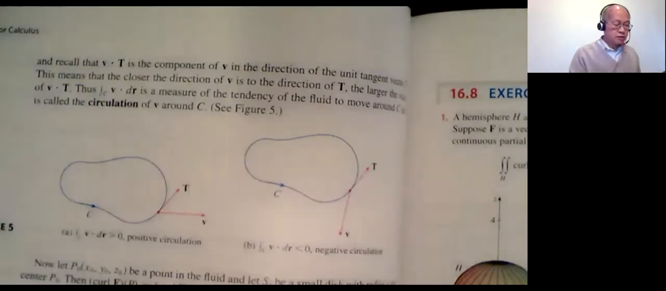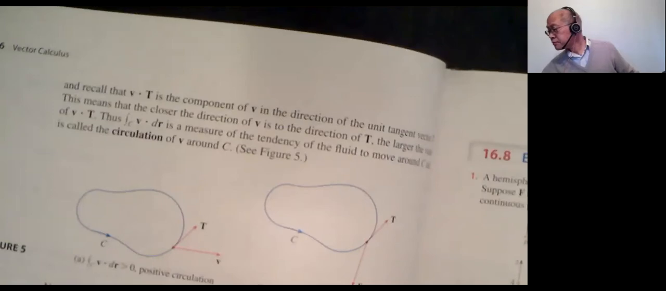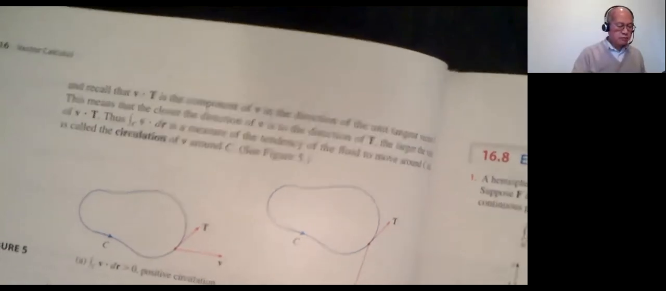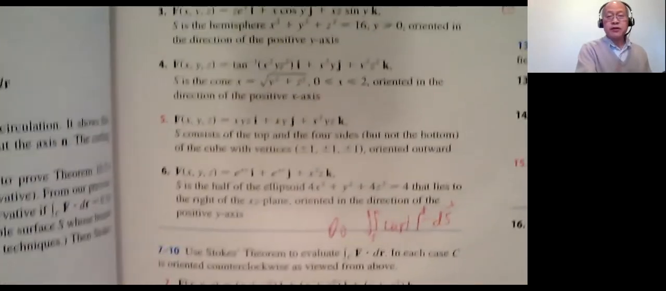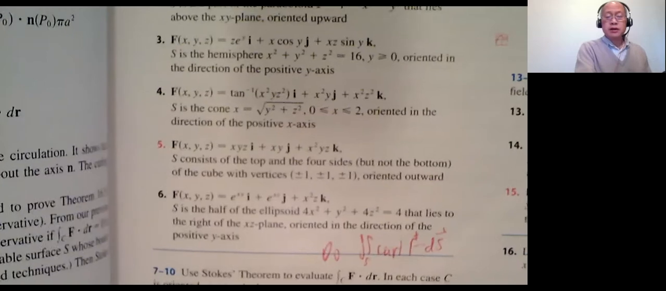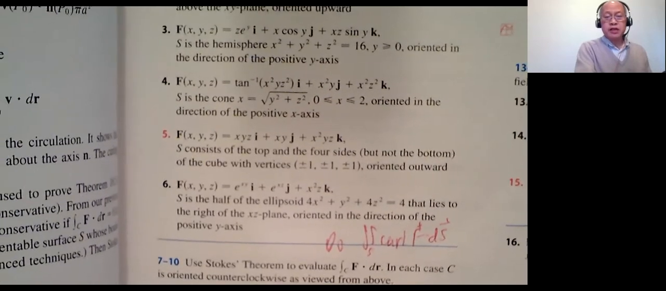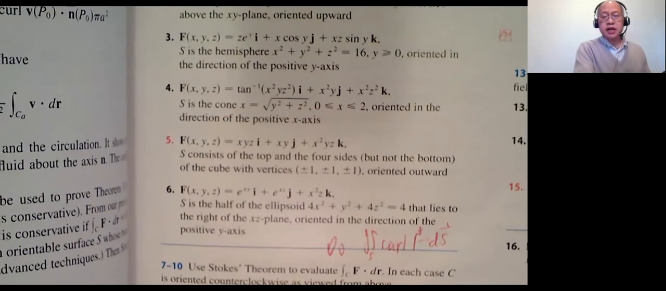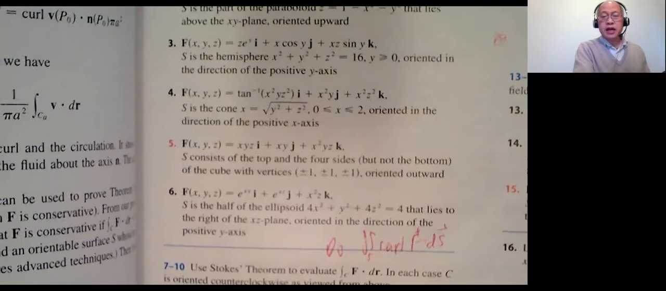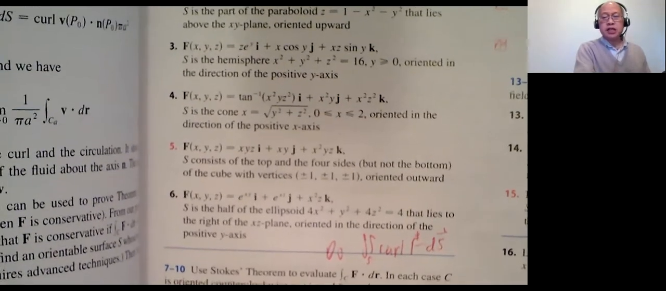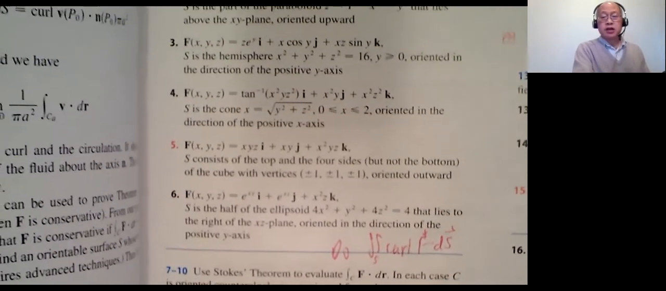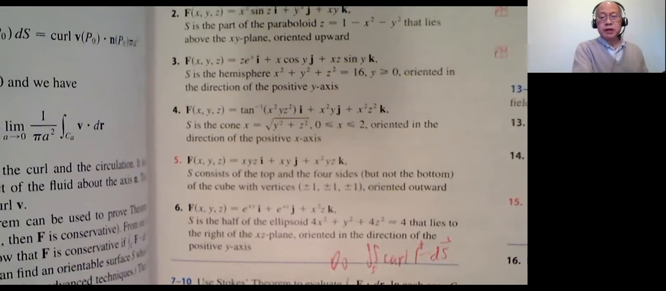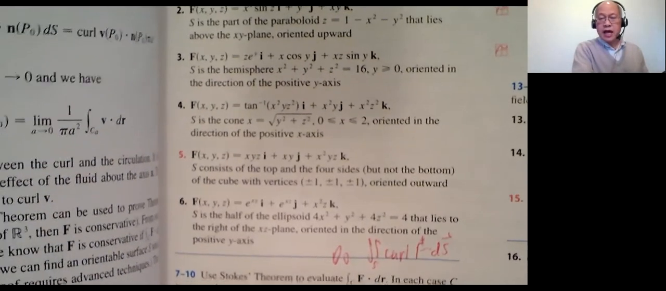All right, so here we go. So number 5. Capital F of XYZ is XYZ i plus XY j plus X squared YZ k. S consists of the top and the 4 sides, but not the bottom of the cube with vertices plus or minus 1, plus or minus 1, plus or minus 1, oriented outward.